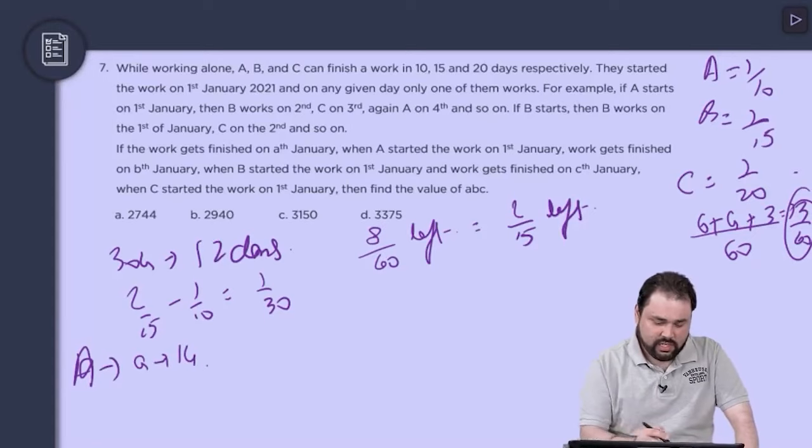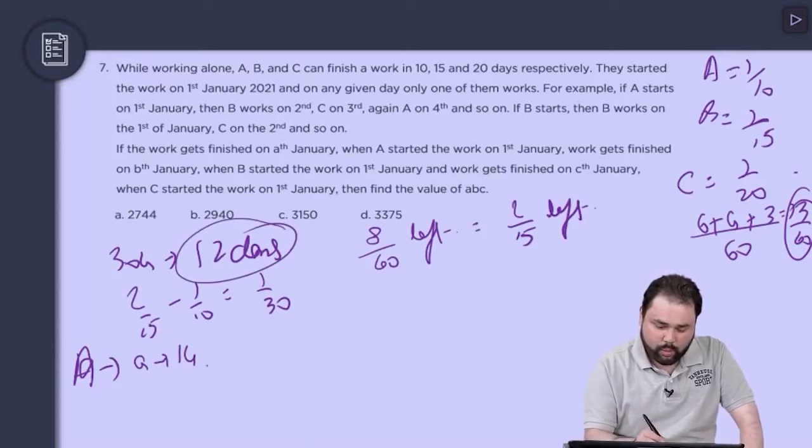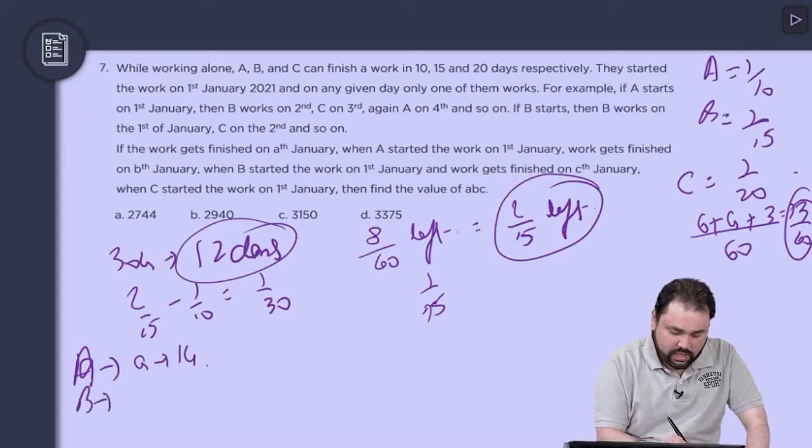Similarly, if B starts, then 12 days we are done. Then on the 13th day, B will come and do 1/15. 2/15 was left. B does 1/15. So remaining is 1/15. C does 1/20. So there will still be something remaining. After C comes on the 14th day, there will still be something remaining which will be completed by A. So when B starts, it will be going on till the 15th day.